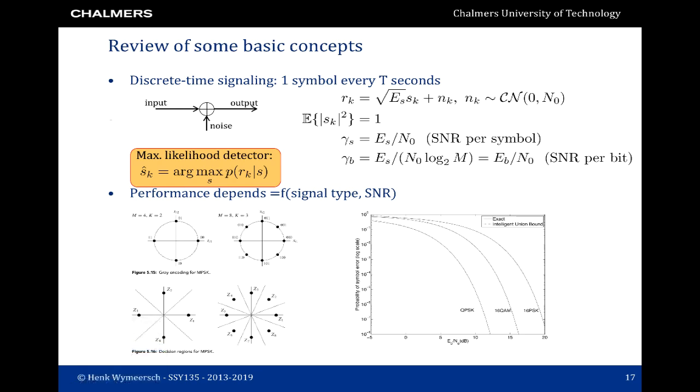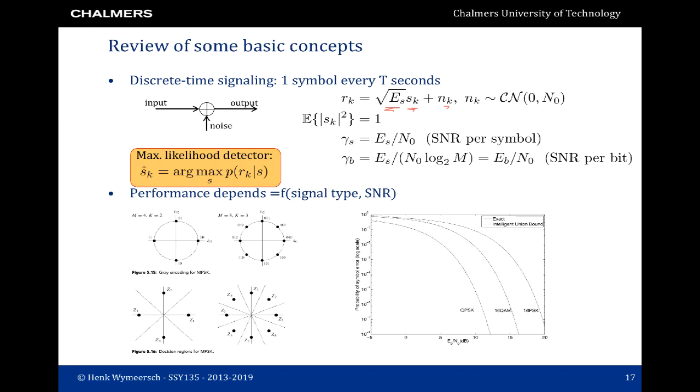Here we review some basics of communication. So when we're sending discrete time signals over an additive white Gaussian noise channel, suppose we send symbols every T seconds, then we can write this mathematically as a symbol S of k from some constellation with some energy plus noise. When we write the energy outside of the constellation point, typically we assume that the constellation is unit energy.